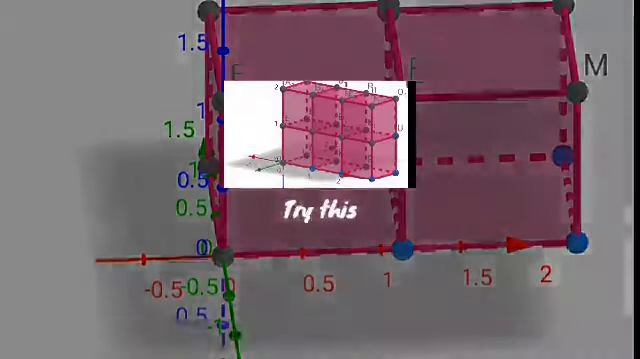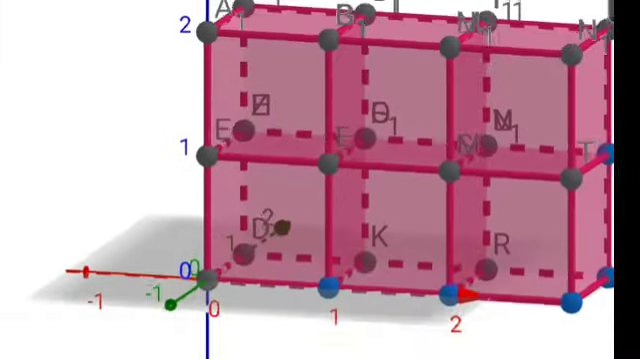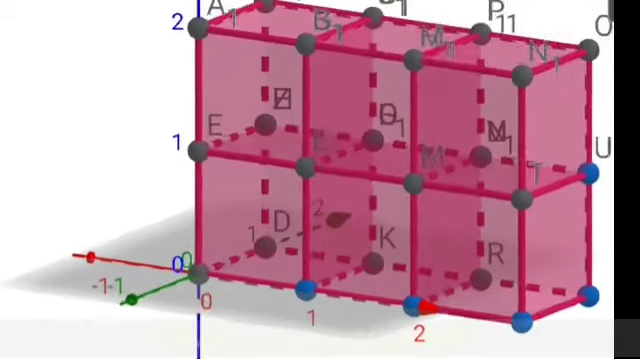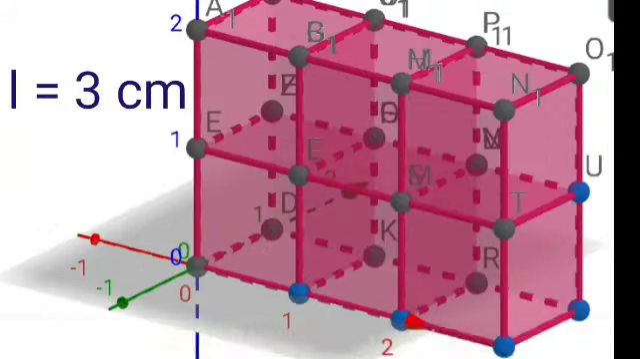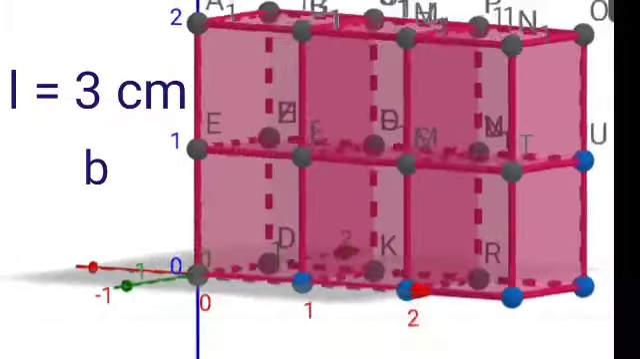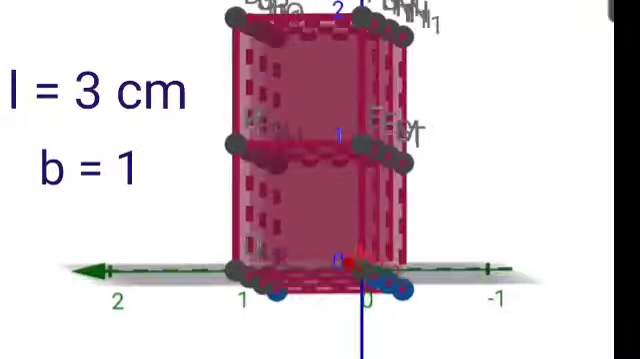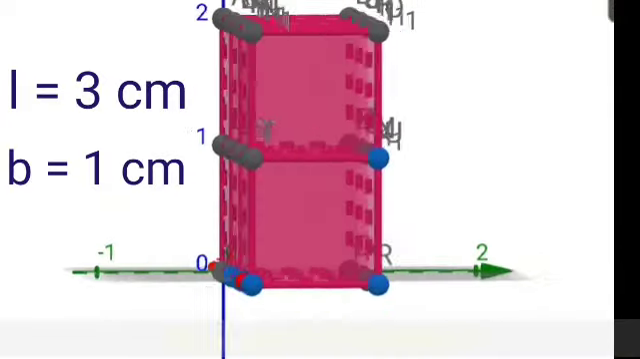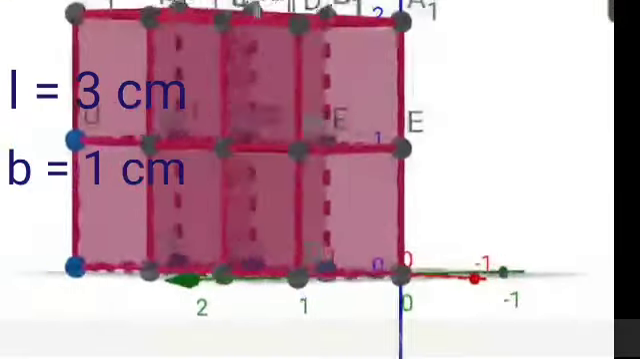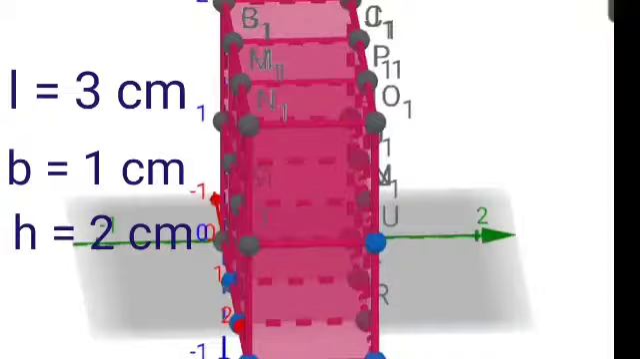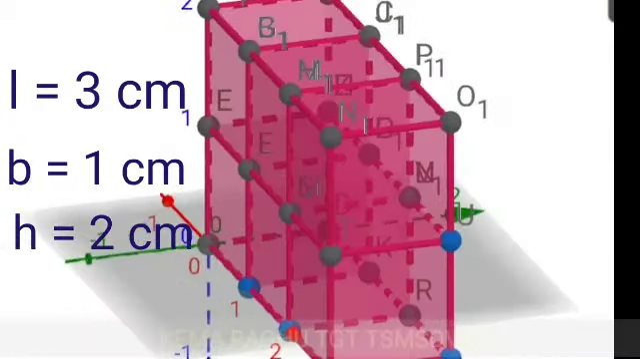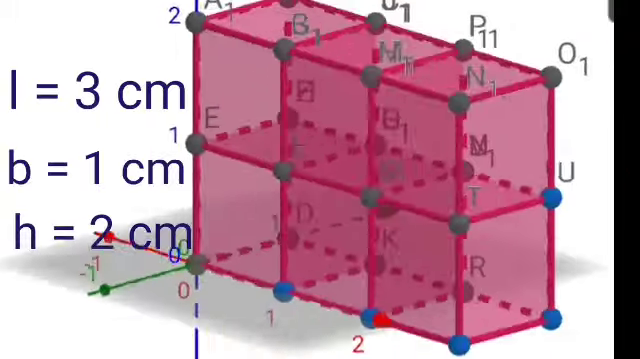Let's try another one. Here you can notice its length is 3 centimeters because it has 3 cubes, and breadthwise its dimension is 1 centimeter and heightwise its dimension is 2 centimeters. This is a cuboid whose dimensions are 3 centimeters, 1 centimeter and 2 centimeters respectively, lengthwise, breadthwise and heightwise.